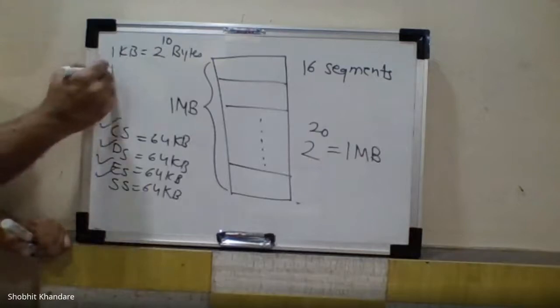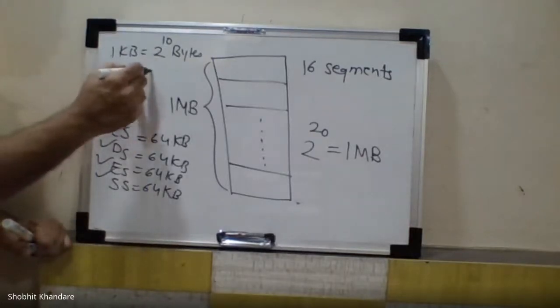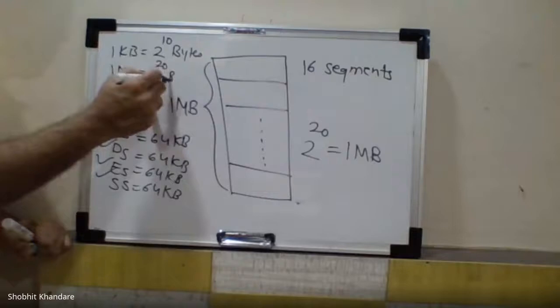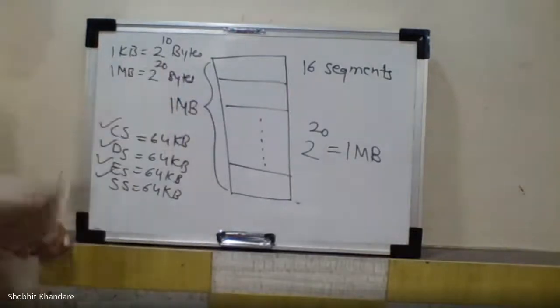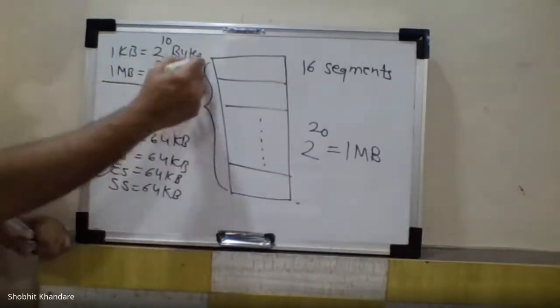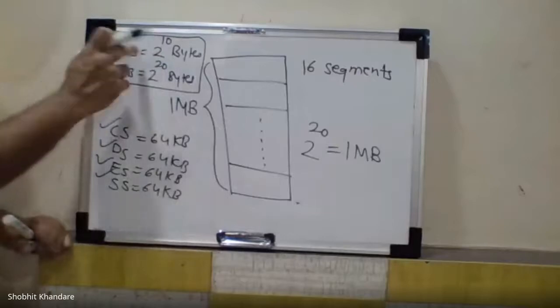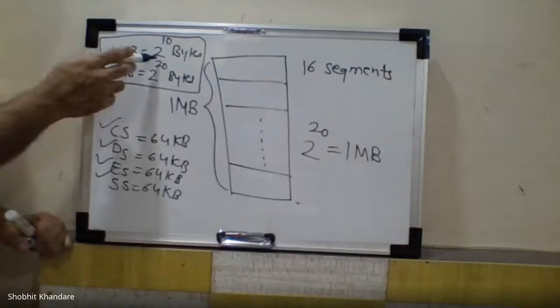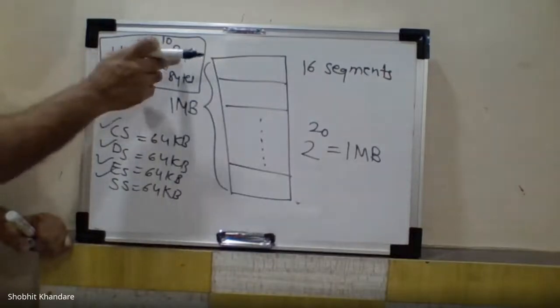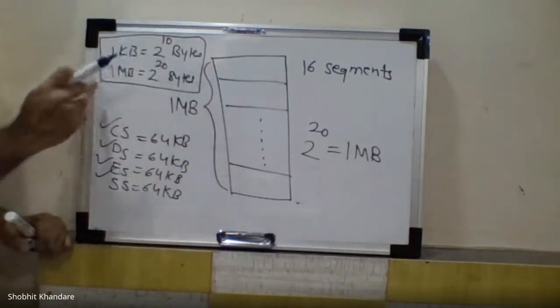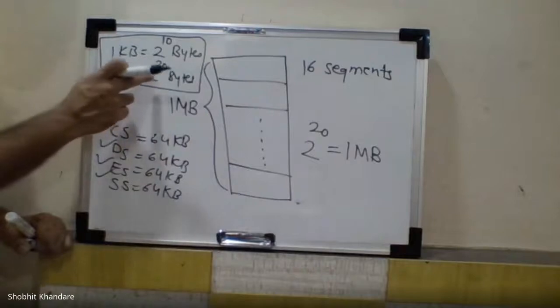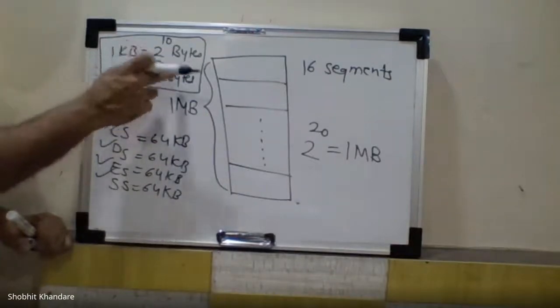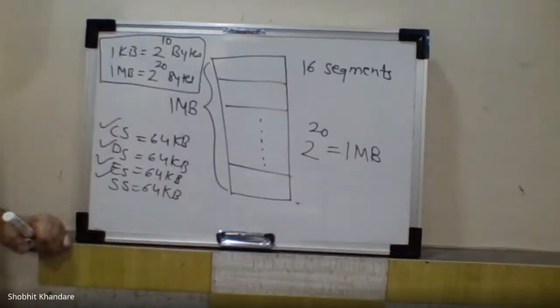And 1 MB can be written as 2 to the power of 20 bytes. So just remember this, because this is important, I'm going to use it in the other part. In 1 KB, in terms of bytes, it will be 2 to the power of 10 bytes. And 1 MB, in bytes, will be 2 to the power of 20 bytes.